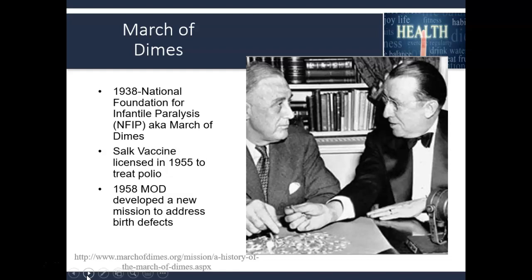But other examples of public health efforts in which social workers played a role is the 1938 National Foundation for Infantile Paralysis, or as we know today, the March of Dimes, the Salk vaccine, which was licensed in 1955 to treat polio. And in 1958, the March of Dimes developed a new mission to address birth defects. In short, the mission of the March of Dimes was to address infant paralysis.